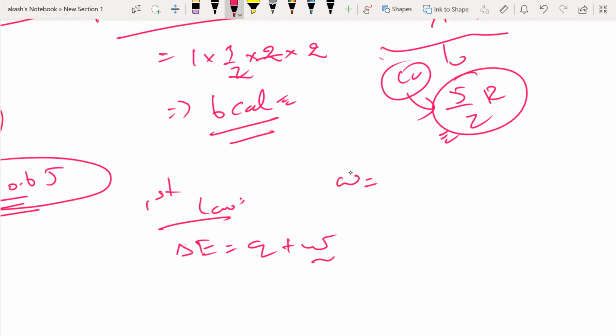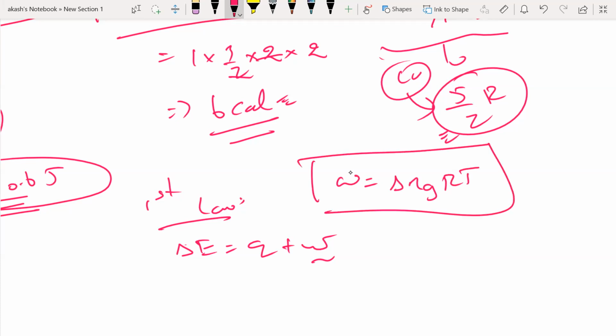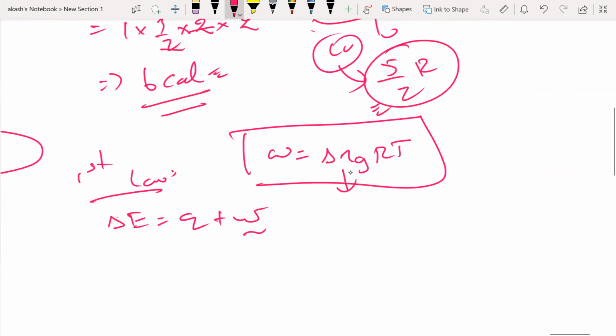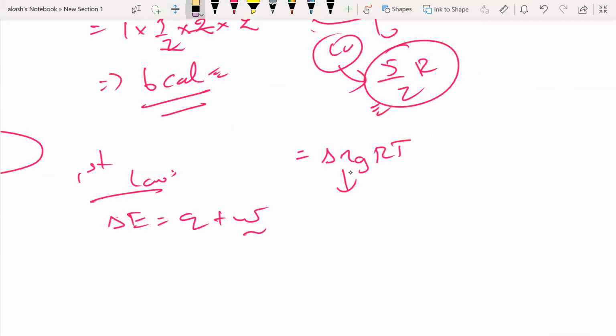So W can also be written as delta nG RT. Now this is another equation you can remember. What do you mean by delta nG? It is very simple. Let us take some example, then it will make more sense.